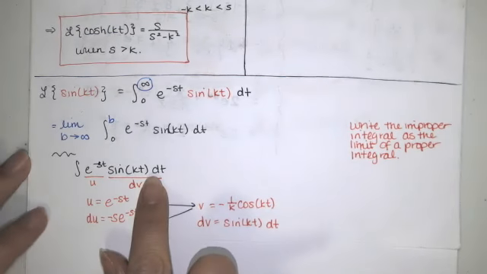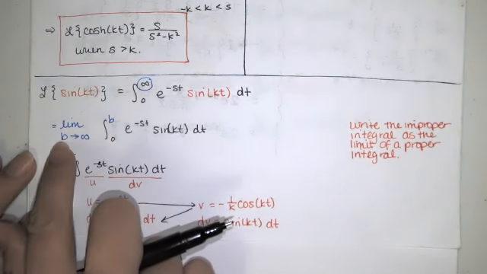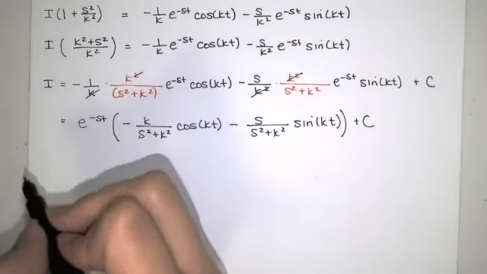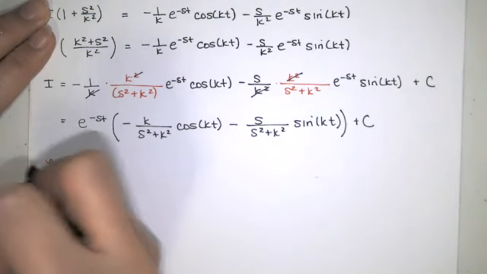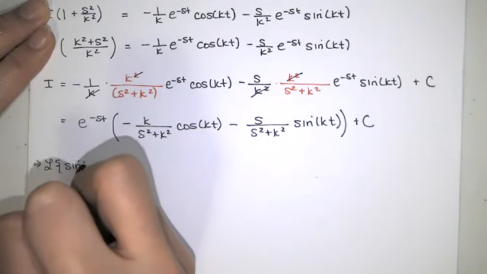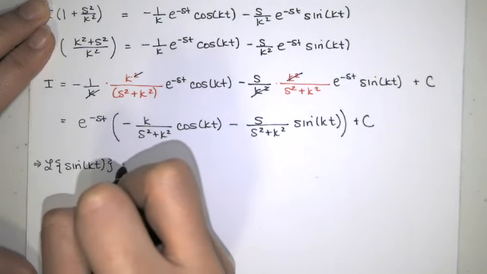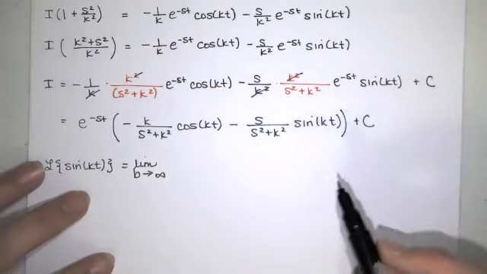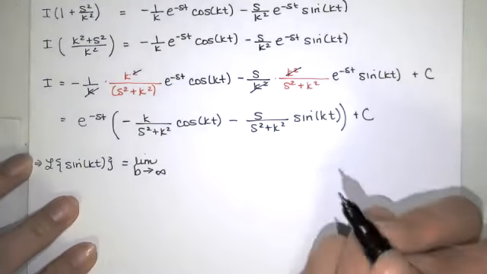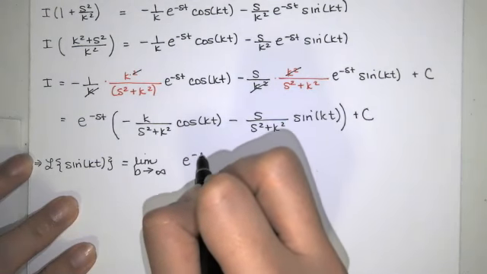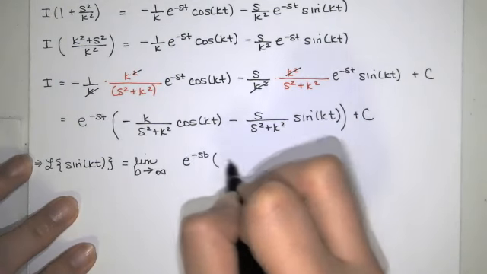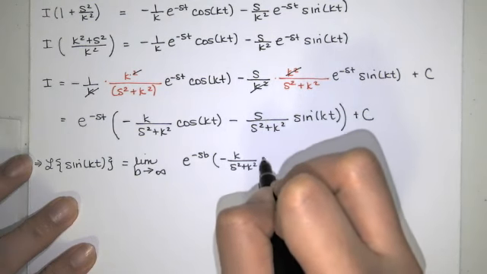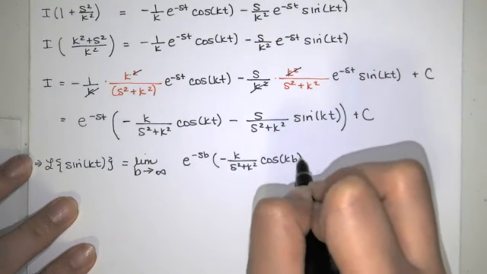So we were able to evaluate this. And now we want to substitute in 0 and b and take the limit as b goes to infinity in order to get the Laplace transform of sine of kt. So it's the limit as b goes to infinity of this expression evaluated at t equals b. So I've got e to the negative s times b times this expression here. Replacing my t's with b's.